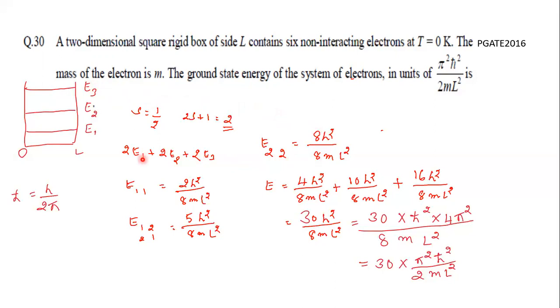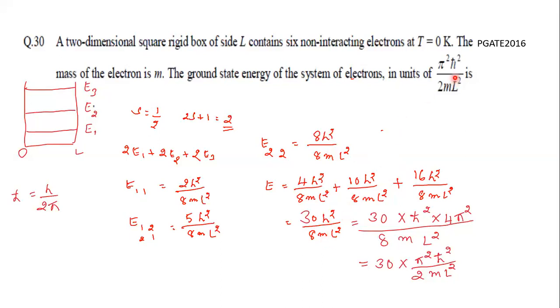So we have 2 electrons in E11, so 2 into 2 will become 4 h square by 8 m L square. For E12 or E21 it will become 10 h square by 8 m L square. For the third state, we have 2 electrons here, so we just double it, 16 h square by 8 m L square. Simplifying, the total will become 30 h square by 8 m L square.